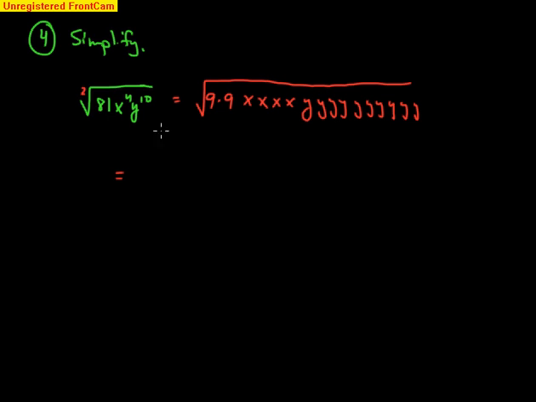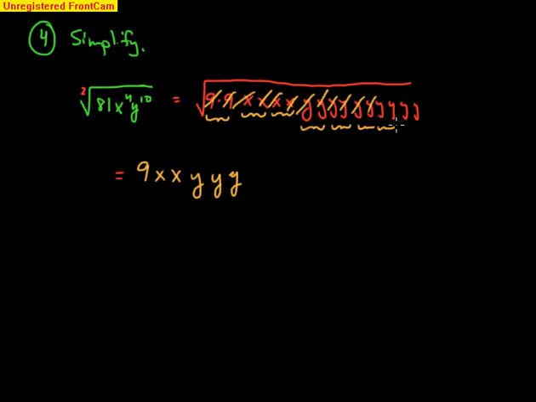Let me use a different color to illustrate this. So here are the 2 9s. And for every 2, 1 comes out, and they both go away. 2 x's, 1 comes out, they both go away. 2 x's, 1 comes out, they both go away. 2 y's, 1 comes out, these 2 go away. 2 more y's, 1 comes out, these go away. 2 more y's, 1 comes out, these go away. 2 more y's, 1 comes out, and these 2 go away.